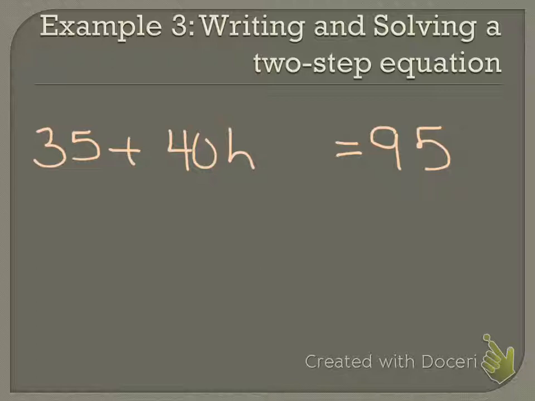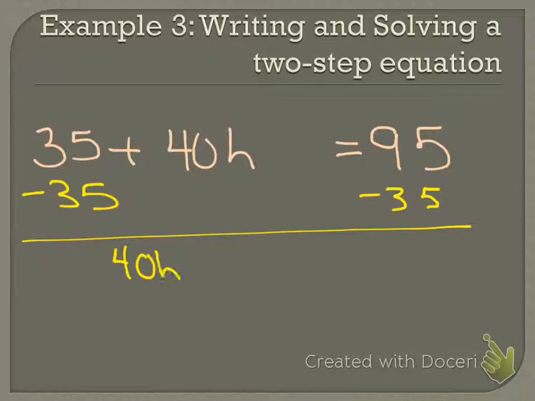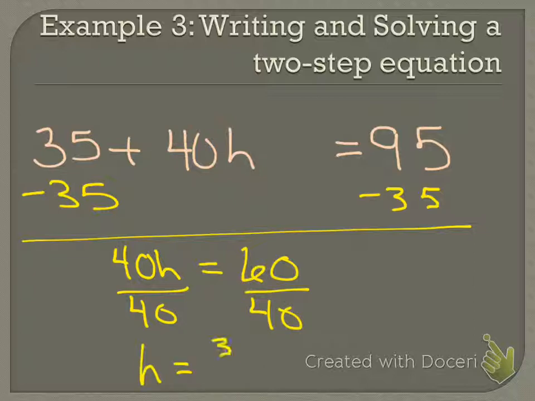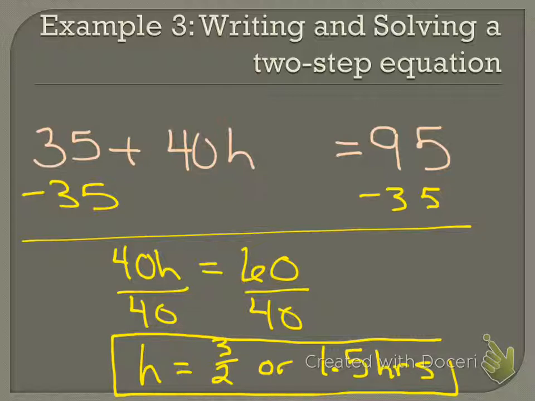Now I just solve it like a two-step equation. Subtract 35 from both sides, and 40H equals 60. I divide both sides by 40, and H equals 3 over 2, or 1.5 hours. All right? And if you understand that, that's everything you need to know for 7.5.